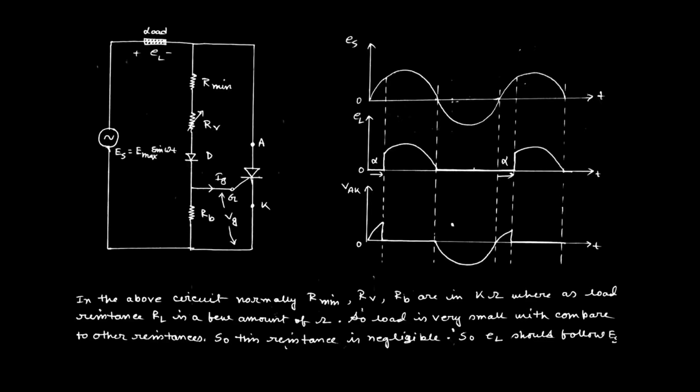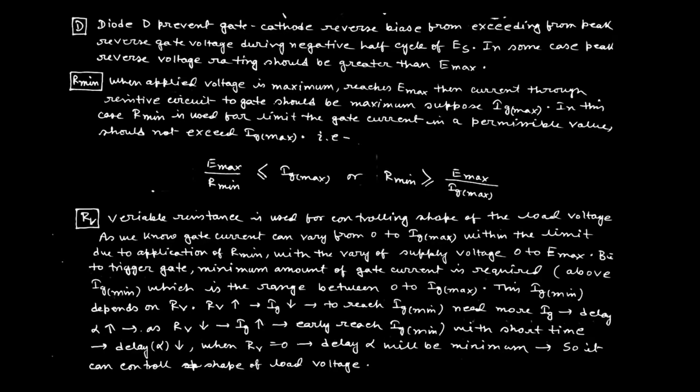So the load resistance is very small compared to the other resistances. We can say that as the resistance of the load is negligible, the voltage appearing across the load, that is EL, should follow the supply voltage ES. The detailed description of all the components used in our firing circuit is described here properly.